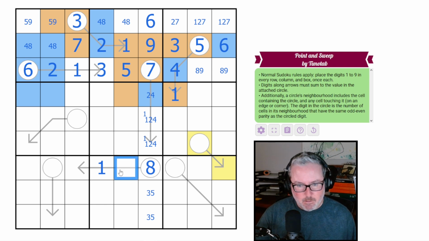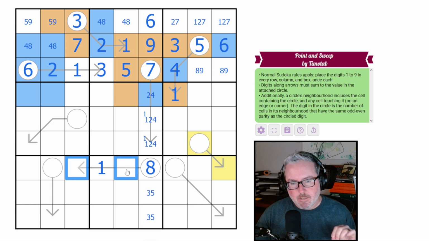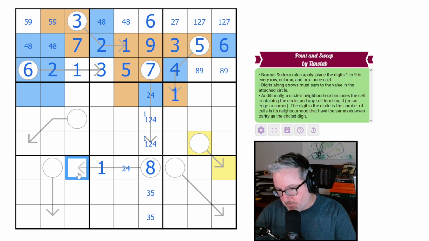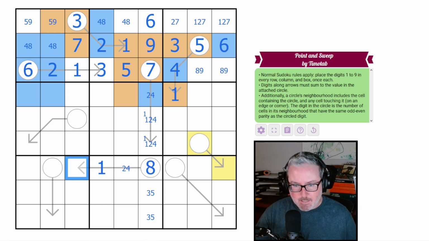What now? We know this is 8. The options are 1, 2, 5, 1, 3, 4. This can't be 3 or 5. So it's either 2 or 4. If it's 2 or 4, this is either 5 or 3, and it can't be 3. It's 5. That's 6, so this is 2.